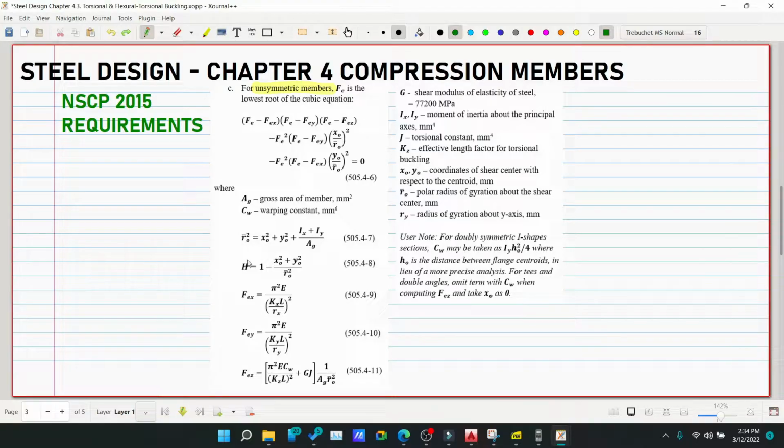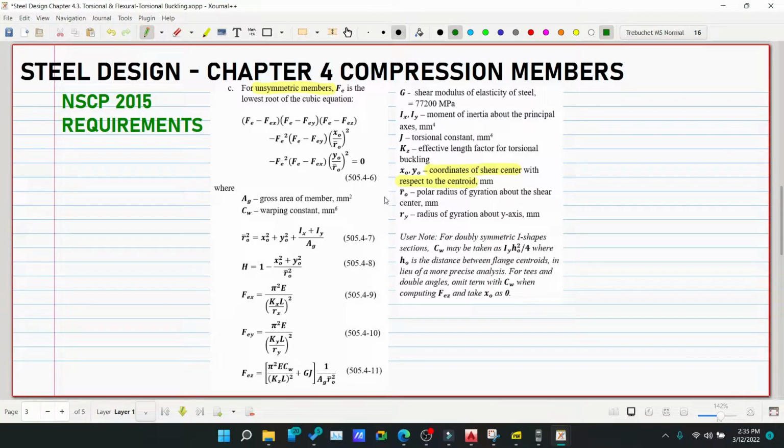Then yung ating R bar sub O squared is equivalent to x sub o squared plus y sub o squared. Okay? Ang x sub o and y sub o is the coordinates of shear center with respect to the centroid. Okay, so nung nag-search ako kung paano kunin kasi yung shear center, marami pang kailangan gawin. Okay, magi-integrate pa, mga ganyan. Pero kapag kasi T, ang shear center niya is andoon sa intersection ng center line ng ating flange and web. Okay, so andun yung shear center. Anyway, I think yung shear center naman is hindi na ipapahanap pa sa mga problem. So, i-given na lamang yan sa mga problem.